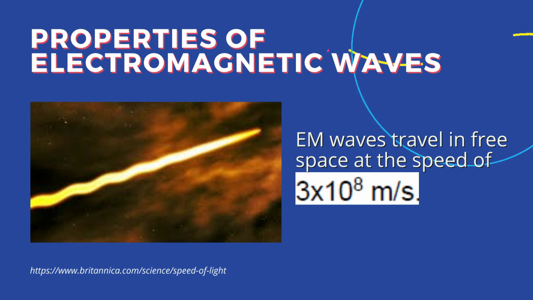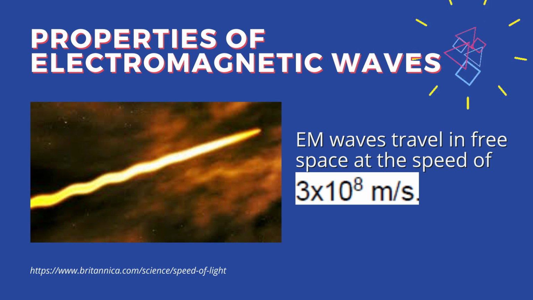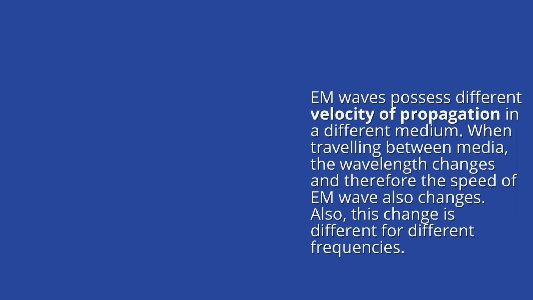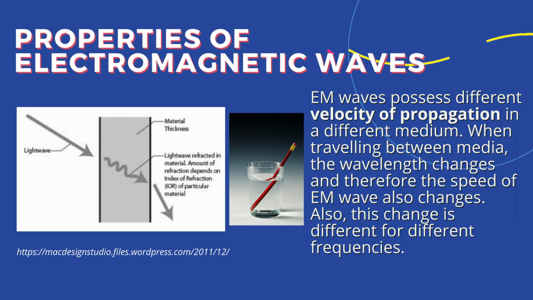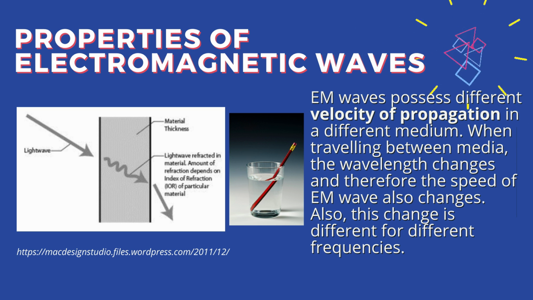EM waves travel in free space at the speed of 3 times 10 to the 8 meters per second, and that is 300 million meters per second. EM waves possess different velocities of propagation in different media. When traveling between media, the wavelength changes, and therefore the speed of the EM wave also changes. Also, this change is different for different frequencies.